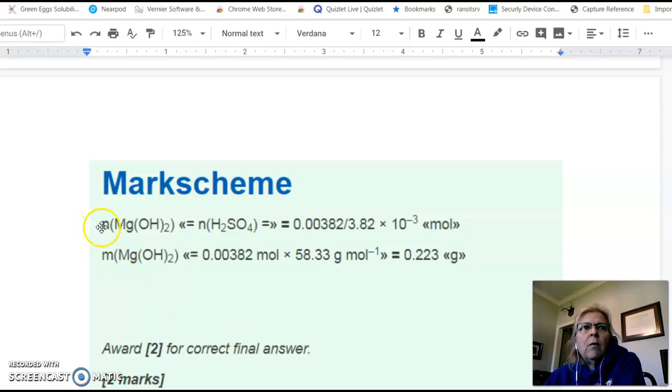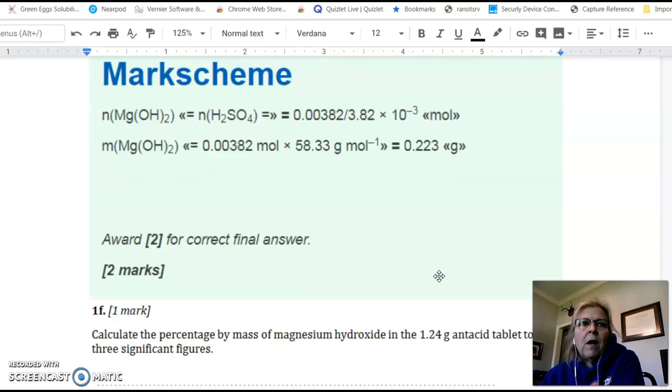Okay, so if we know the moles of MgOH, we know the moles of H2SO4, they were the same, 0.00382. Multiplying the moles reacted times the molar mass of MgOH2, then we're getting the amount of grams, right? Now, how do you know that it's 3 significant figures? If I were you, I would just always use 3 significant figures. You can always go back to the initial numbers given to you in the problem and realize that that is 3 significant figures as well.